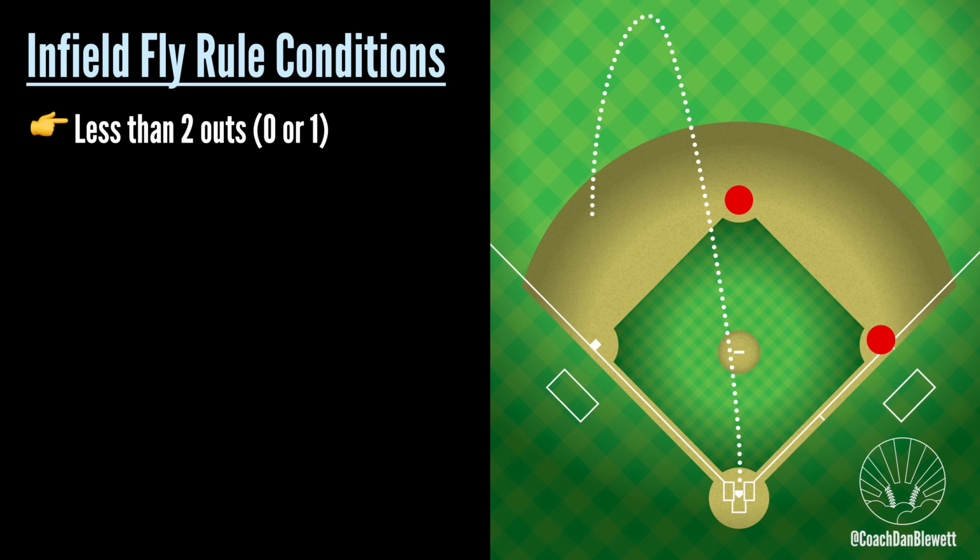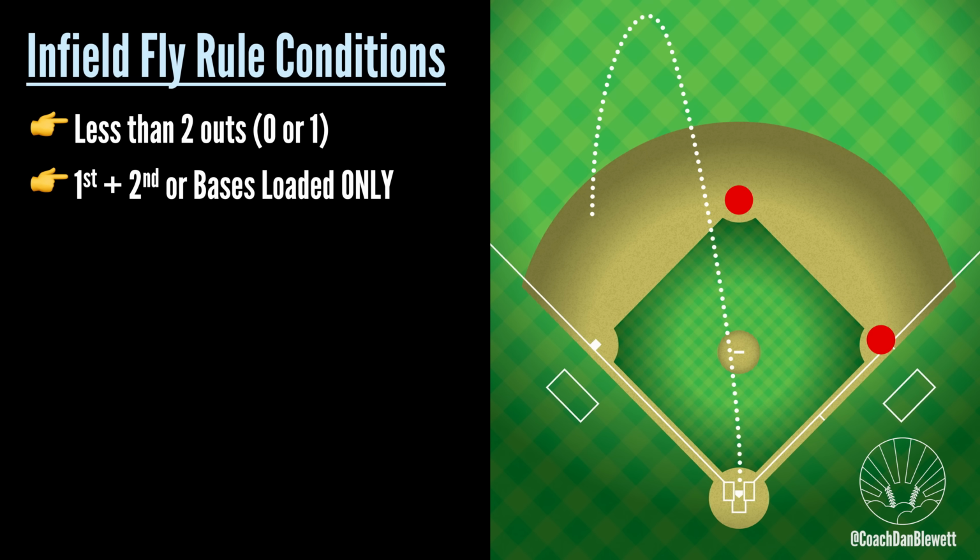Let's explain all the preconditions for the infield fly rule. So number one, there must be less than 2 outs. So 1 out or 0 outs. There has to be runners on first and second or the bases are loaded. The infield fly rule is not in effect with second and third, a runner only on second, a runner only on first, or a runner only on third. It has to be first and second or the bases are loaded. That's multiple runners where there's a force out situation.